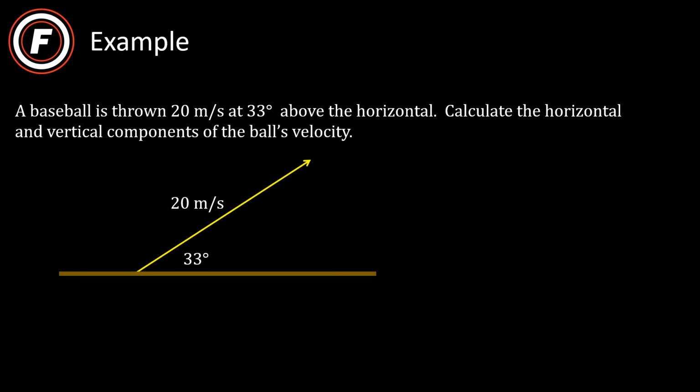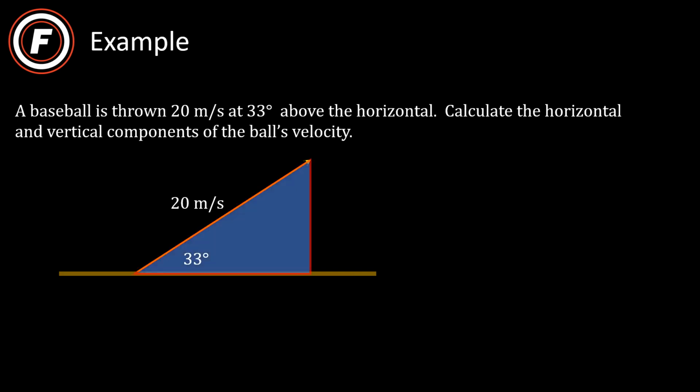The ball's velocity vector, shown in yellow, is 33 degrees above the horizontal, shown in brown. The length of the vector represents the ball's speed of 20 meters per second. The velocity vector can be broken down into horizontal and vertical components with the aid of a right triangle. We call the horizontal component Vx and the vertical component Vy.